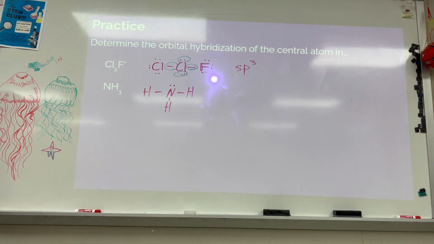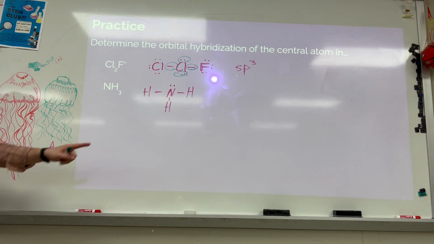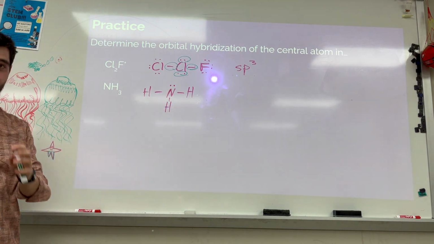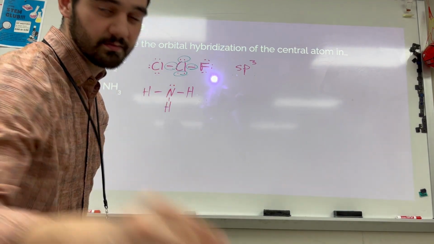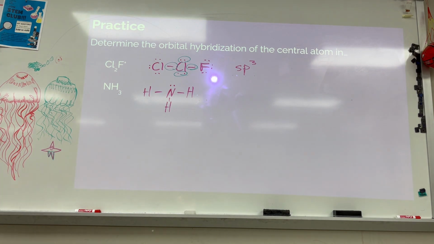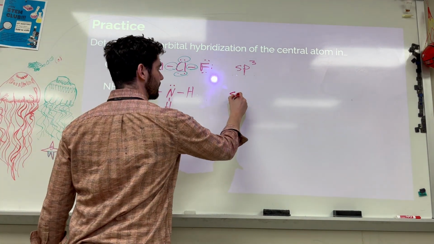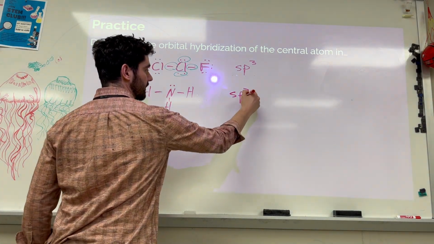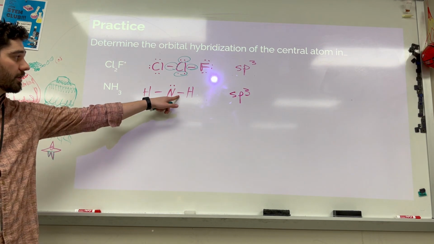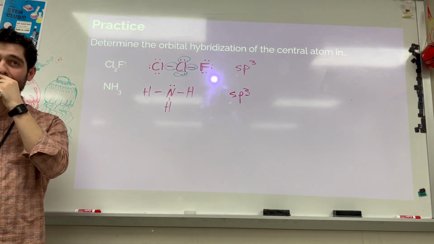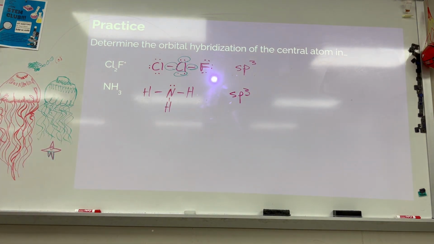It's tetrahedral. The electron geometry is tetrahedral. It's 4 things, 1, 2, 3, 4 things arranging themselves in that shape. sp3? Yeah. I'm asking what type of orbitals are needed to make those.